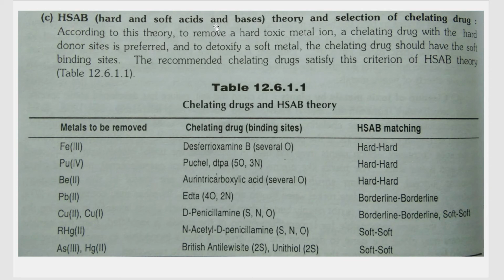Whereas if the toxic metal ion to be removed is soft, then it will prefer a donor site to form a complex which is also soft in nature. So they are telling that if the toxic metal to be removed is hard in nature, then prefer a chelating drug with hard donor sites. Whereas if the metal to be removed is soft in nature, then prefer a chelating ligand having soft donor sites. And in the table they have given you some examples and what type of chelating ligand or chelating drug is best for removing that particular metal. If you know one example, it is more than enough.